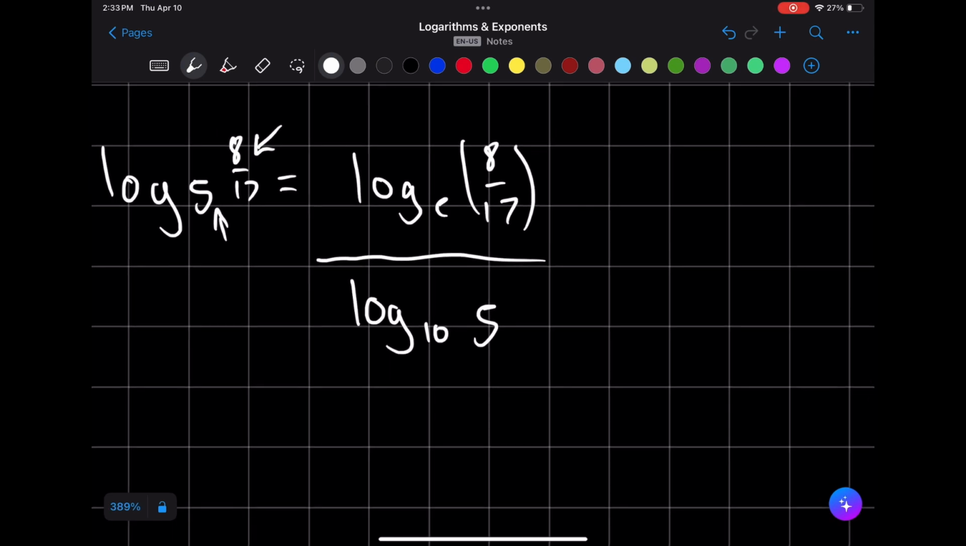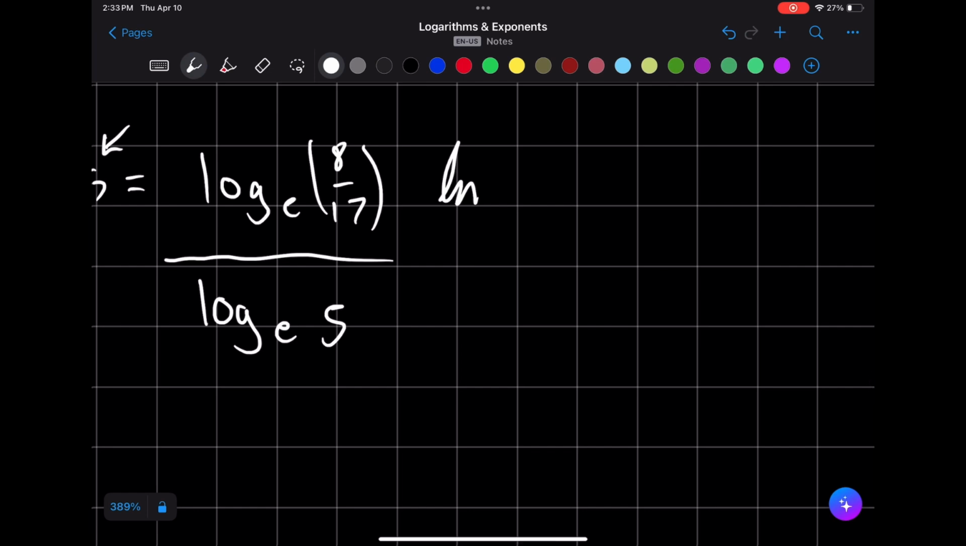Sometimes here you can use e as well, which is nice. e is the same, where it's a super common one, and you can put that straight into your calculator. There's literally a button that's LN, and then you can just write LN 8 over 17, and that'll give you a number, and then you can write LN 5, and then divide those two numbers by each other, and you'll get a constant.